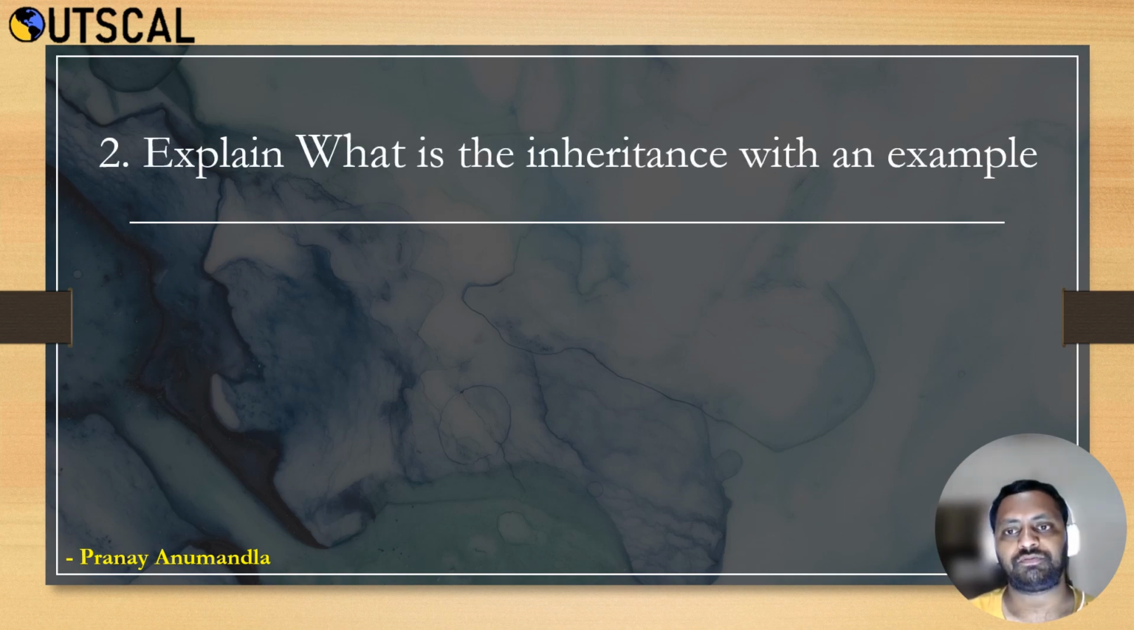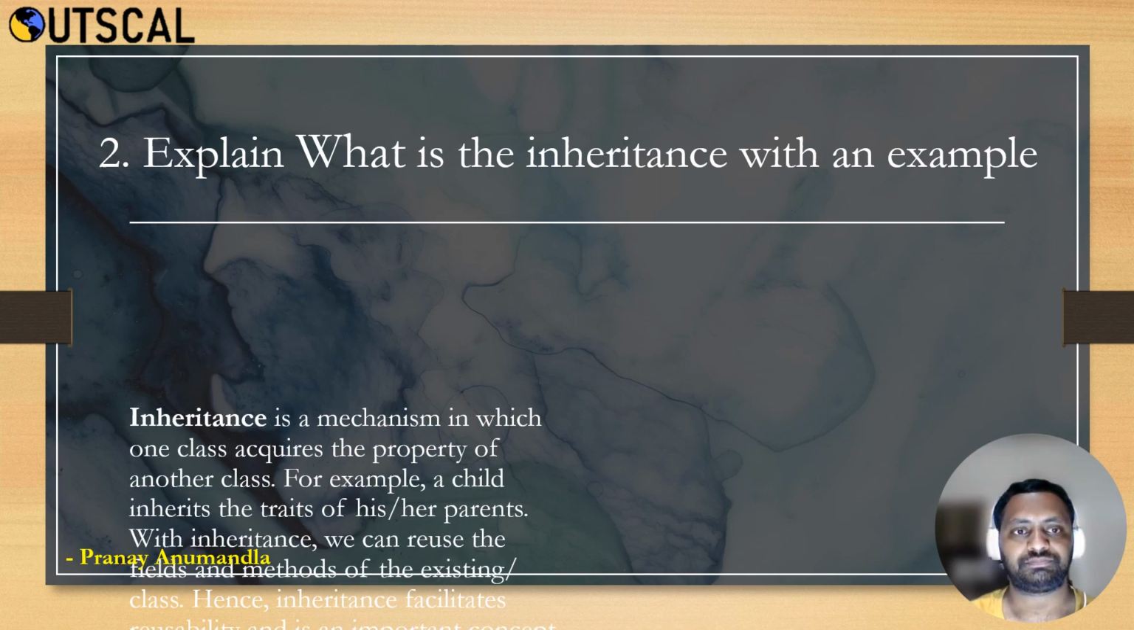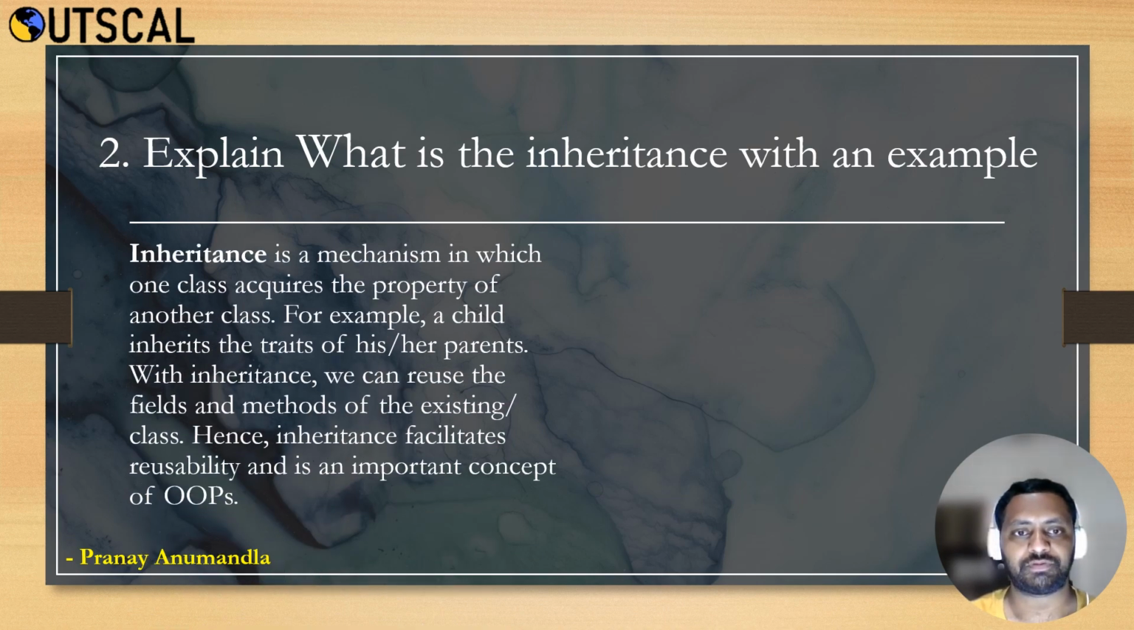Explain what is inheritance with an example. Inheritance is nothing but deriving a class from the superclass, deriving a derived class from the base class. Sorry, I'm just getting confused. Deriving a class from the base class is inheritance. You can call it a superclass and child class as well, parent class and child class like that. This is how the inheritance mechanism works.